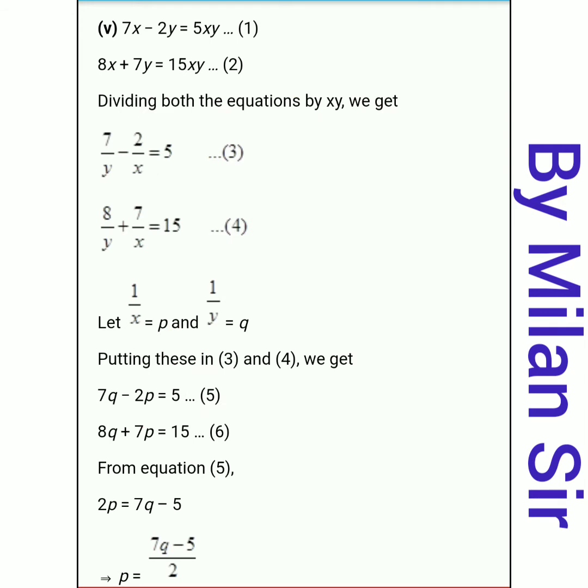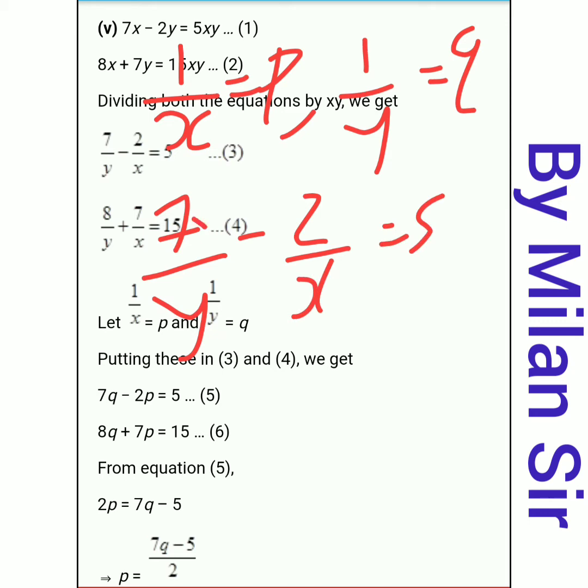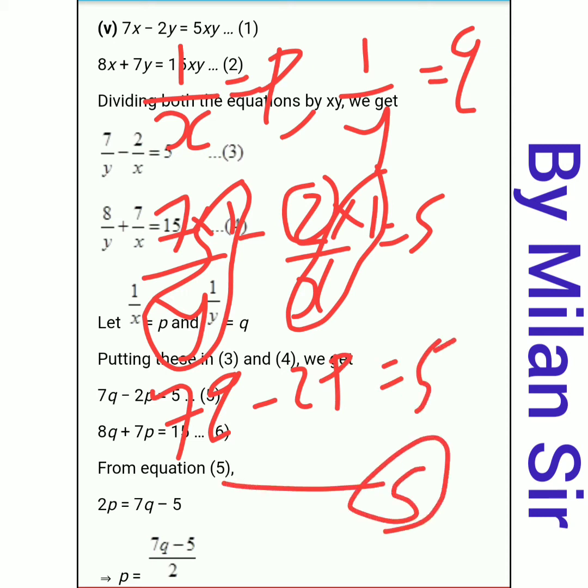Okay. Now in these two equations we have the same denominators, y and x. So assume 1 upon x is equal to p, 1 upon y is equal to q. Same thing, 1 upon x is equal to p, 1 upon y is equal to q. So our equation number 3: here we can write multiply 1. So 7 as it is, 1 upon y it is q. Here 2 as it is, multiply 1, 1 upon x is equal to p, is equal to 5. This is our equation number 5.